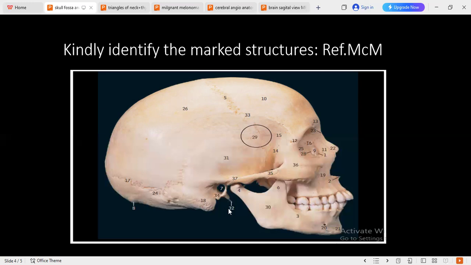Please identify 32. This is the styloid process of the temporal bone. Please tell me the attachments of the styloid process. The stylohyoid ligament, the styloglossus, and the stylopharyngeus. Three things: stylopharyngeus, stylohyoid and styloglossus. Okay.